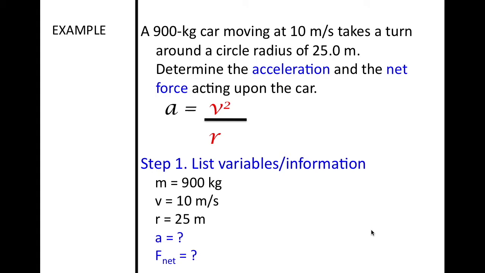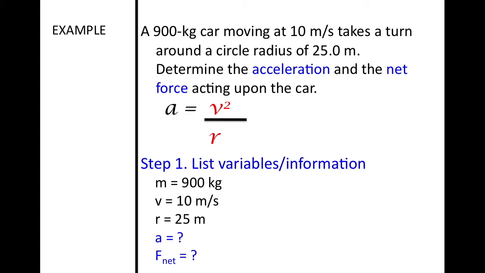Here is an example where you will need to do some calculations. Feel free to go ahead and stop this, just get the first part, and then try to solve this on your own before continuing. A 900 kilogram car moves at 10 meters per second and takes a turn around a corner in a circle, radius of 25 meters. Determine the acceleration and the net force acting upon the car.